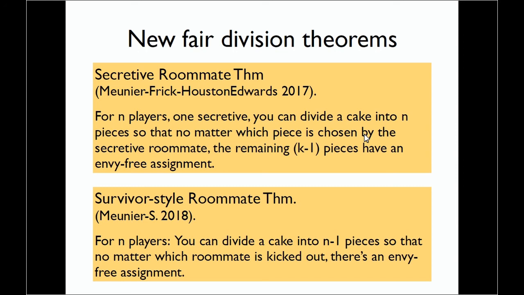And then we realized the dual version actually says something that we didn't know was true, which we like to call now the survivor-style roommate theorem. It says if you have n people, you can always divide a cake into n minus 1 pieces, such that no matter who you boot off the island that night, everybody else will be able to get a piece. Which is nifty. It's amazing because of multi-Sperner. And this is a 2018 result. We haven't published it yet, but it's in submission.